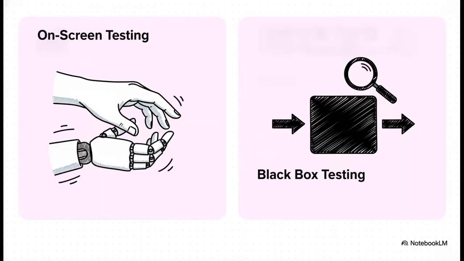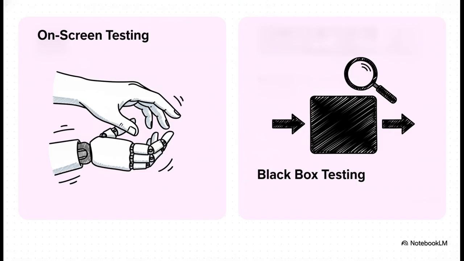There's a really vital dichotomy in how we actually test these bots. First step, we have on-screen testing. Think of this as basically holding the bot's hand. Users can actively access the robot during the run, control the inputs, and validate the results after every single step. It's highly interactive.